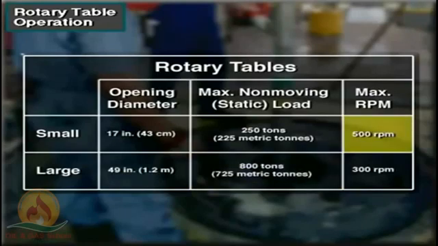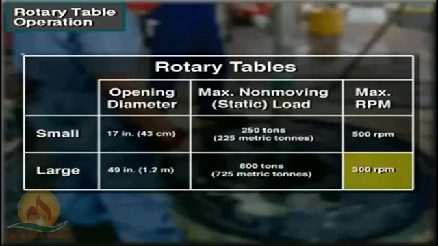Some small rotaries can spin as fast as 500 revolutions per minute, RPM. Large rotaries spin a bit slower, with upper ranges of about 300 RPM.